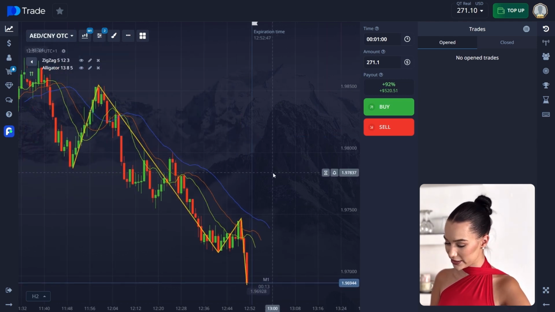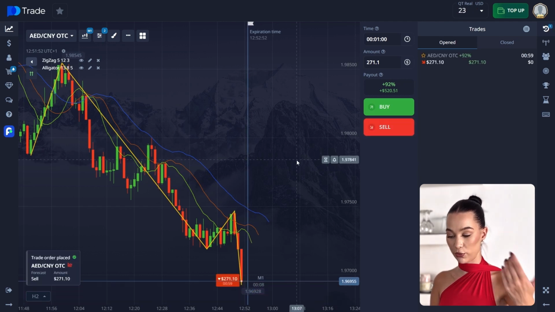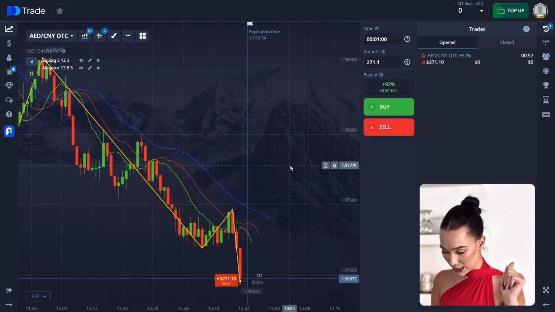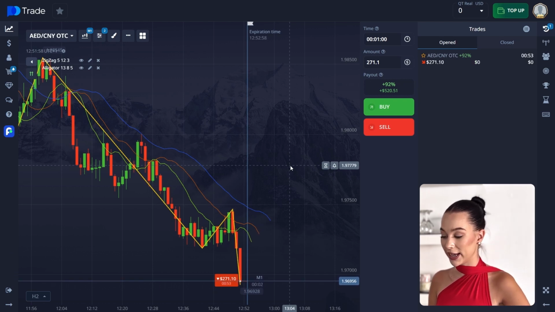Okay, here's an interesting situation. So we opened here a sell trade, definitely. We can see 3 lines of the alligator moving downward in the same direction. There's a distance between them again, and the line of zigzag is moving downward, crossing our red candles right now.